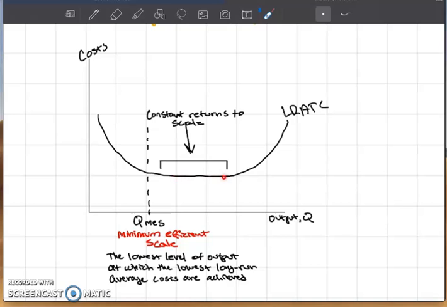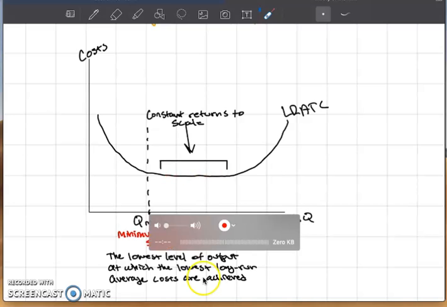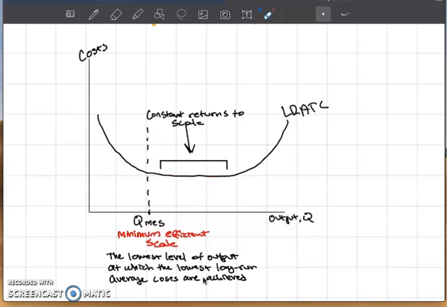For the entire flat portion, we consider this to be our constant returns to scale. And what we find when we have constant returns to scale is that our average costs are unchanged. So each unit of output within this section of our long-run average total cost curve has the same average cost. Output continues to increase, but the average remains the same.